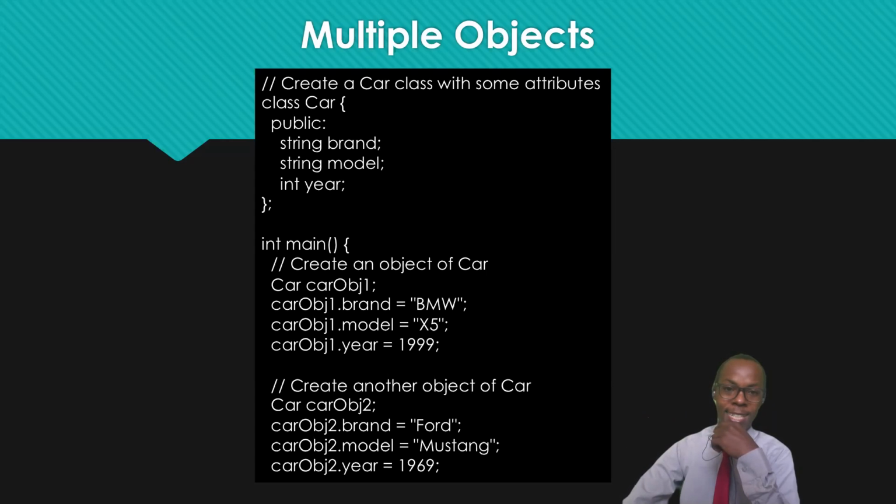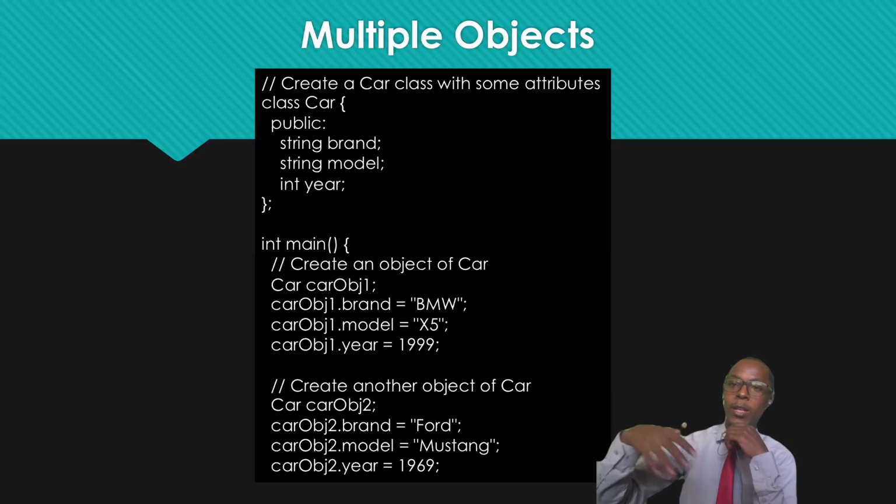We want to access the data members. We use the object name, dot, and the data members. These are data members, which are the brand, BMW, and the model, X5, and the year, 19. My car is too old. I'm sorry, I'm supposed to put 2020 at least. All right, so this is object number 1. This is a way of creating an object.